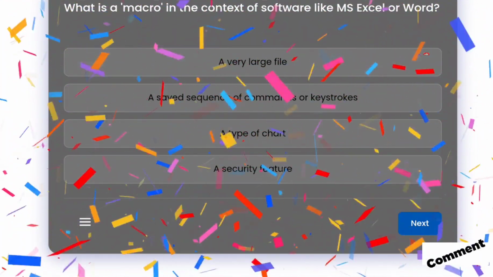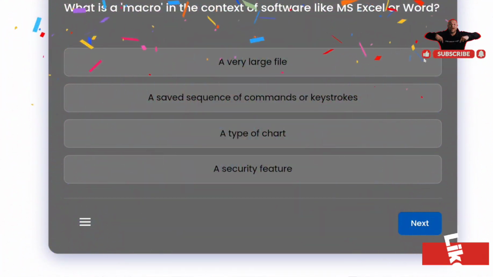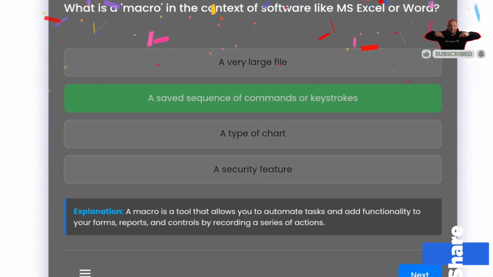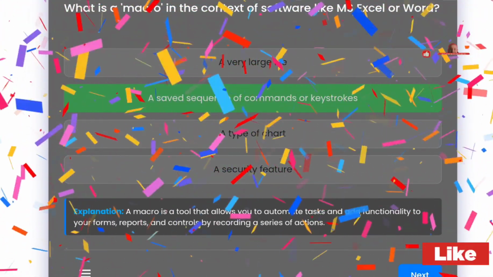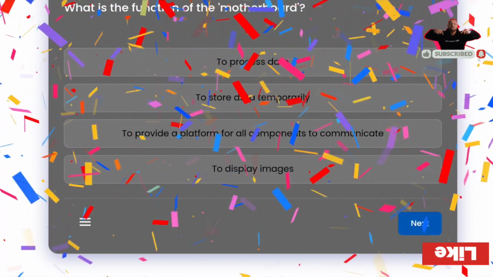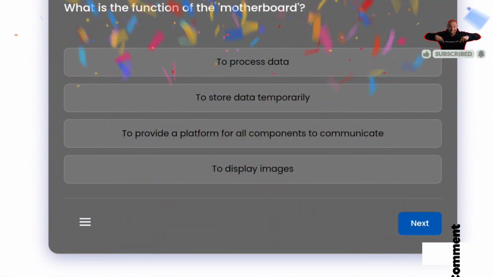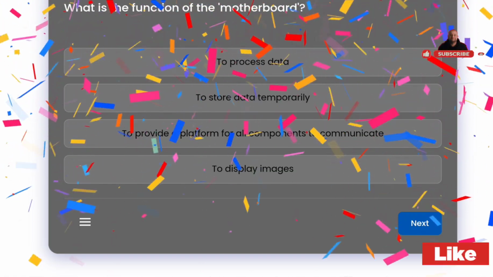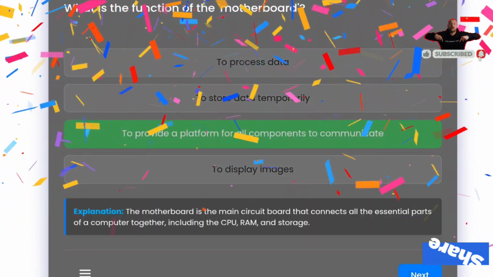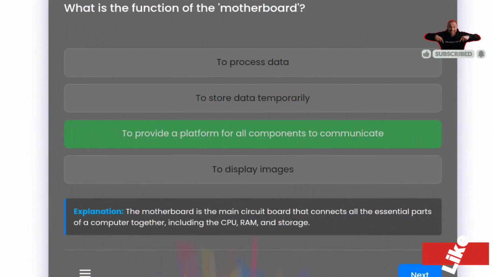What is a macro in the context of software like MS Excel or Word? That means a saved sequence of commands or keystrokes. Next question. What is the function of the motherboard? मदरबोर्ड का फंक्शन क्या होता है? वो होता है to provide a platform for all components to communicate.